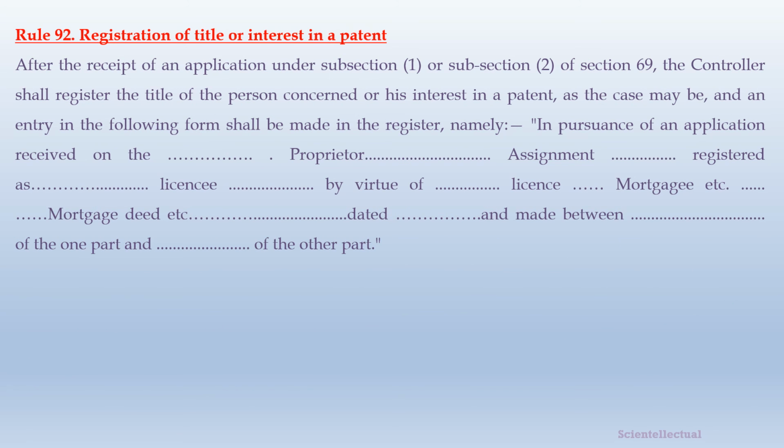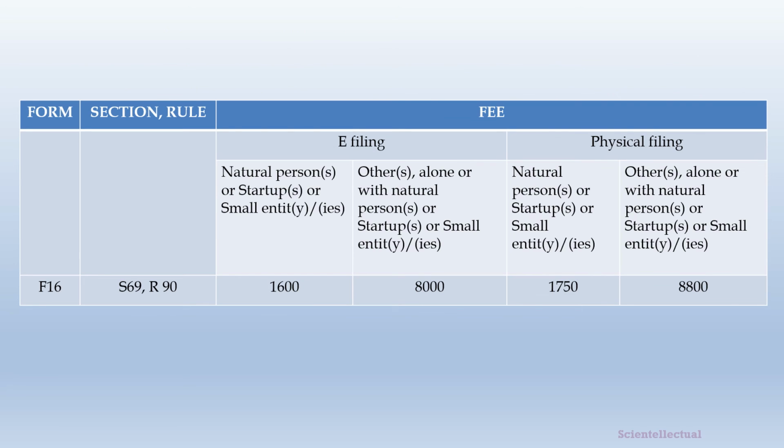Rule 92 says about registration of title or interest in patent. After the receipt of an application under subsection 1 or 2 of section 69, the controller shall register the title of the person concerned and his interest in the patent. An entry in the following form: that in pursuance of an application received, proprietor, assignment, etc., in this manner, it will be entered in the register. The Form 16 has the following fee.